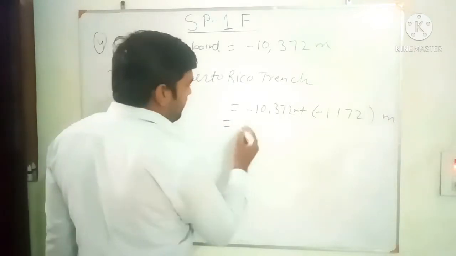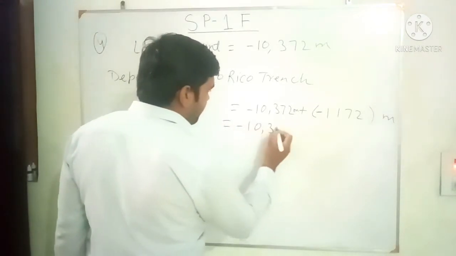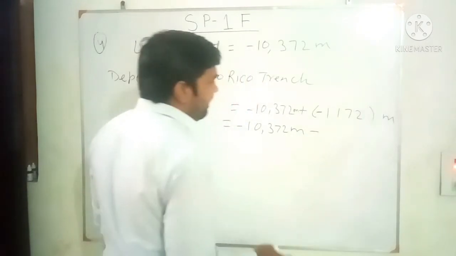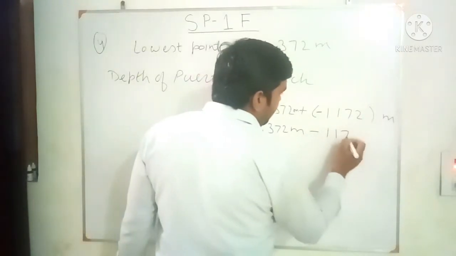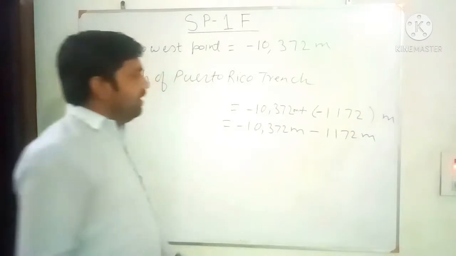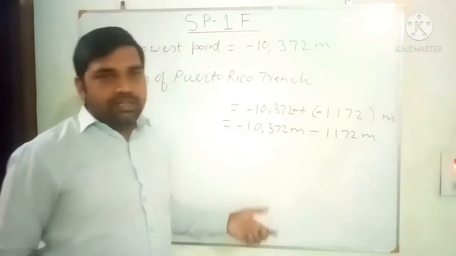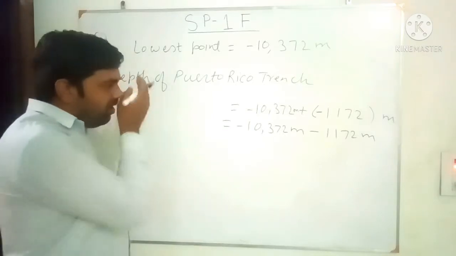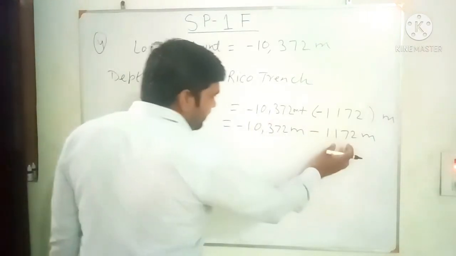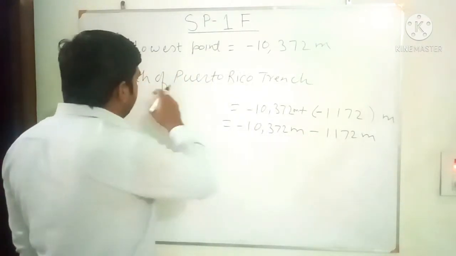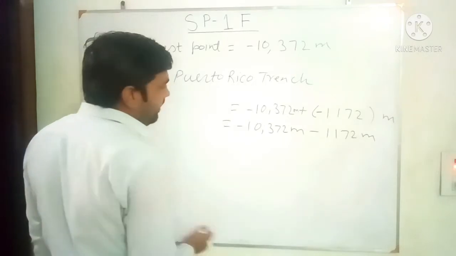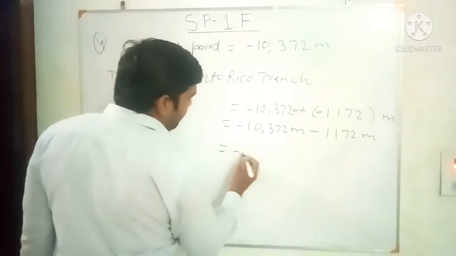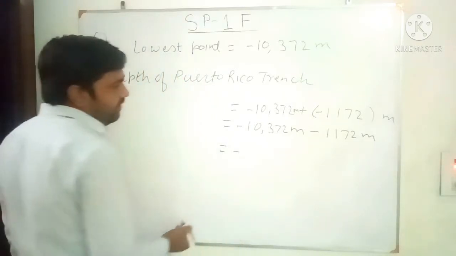So minus 10,372 meter. This minus represents that it is the lowest point, 1172 meter. So the minus sign represents the lowest point and positive is represented by the highest point. Highest point is represented by the plus sign. So both are the lowest point, and this much meter more is the depth of the Puerto Rico Trench. So we will add it. So when you add up, what you will get? Both are in negative, so we add in the negative only.